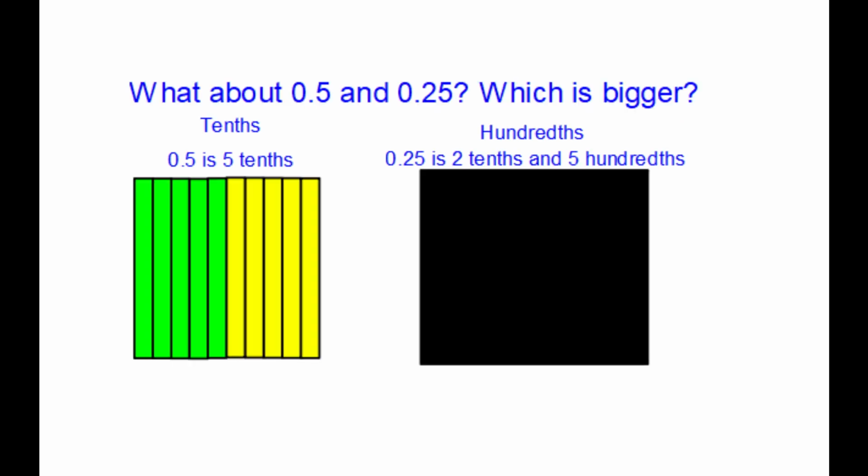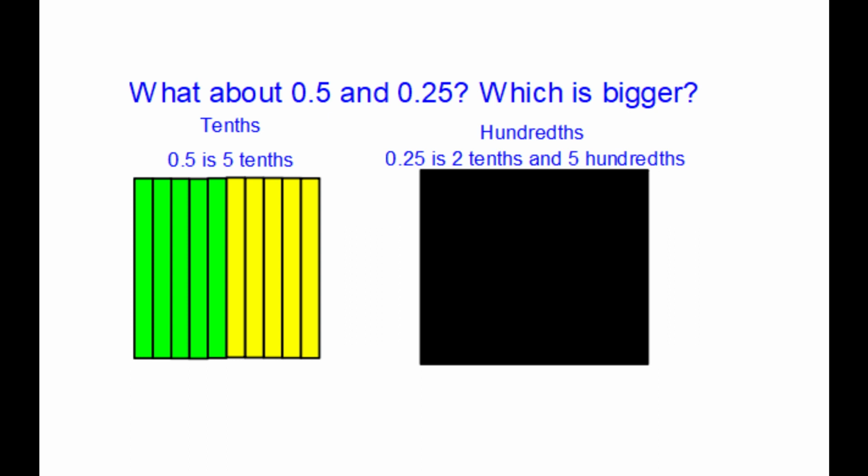Let's look at another problem like that. What about 0.5 and 0.25? Which is bigger? Well, I need to remember my place value. 0.5 is 5 tenths, whereas 0.25 is 2 tenths because a 2 is in the tenths place, and 5 hundredths because there's a 5 in the hundredths place. Let's illustrate that now and see what they look like in comparison to each other. Here's 0.5 or 5 tenths.